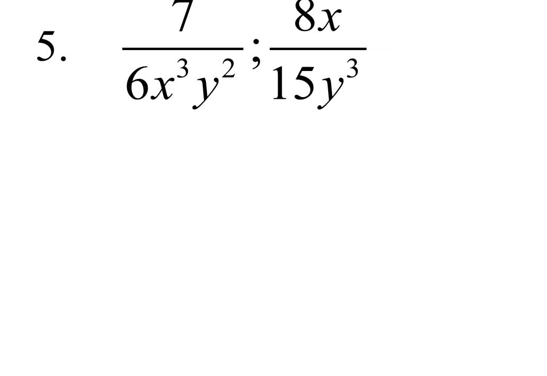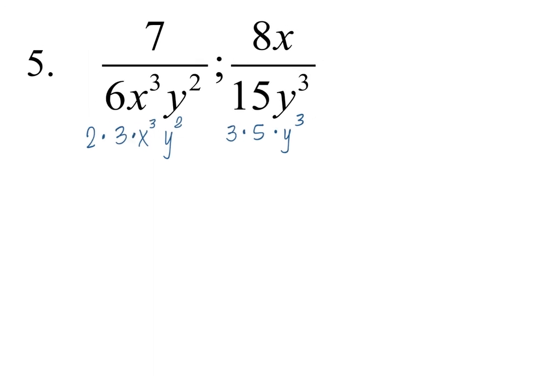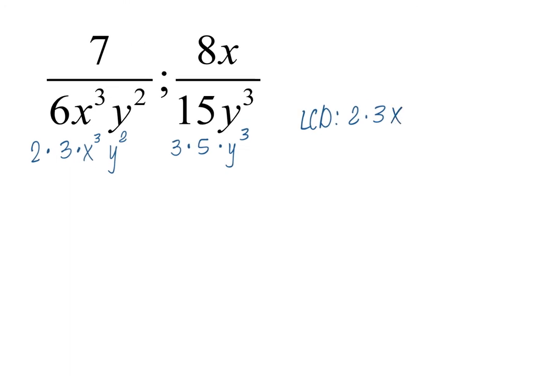So 6, we can think of that as 2 times 3, and then we still have x cubed and y squared, and 15 is 3 times 5, and you've got y cubed. So the LCD would have a factor of 2 and a factor of 3, a factor of x and a factor of y, and it's also got a factor of 5. So all the different factors that we see, the ones that are in common and anything extra as well.